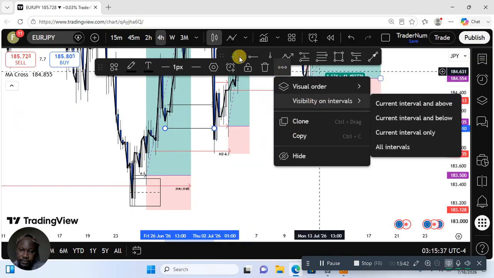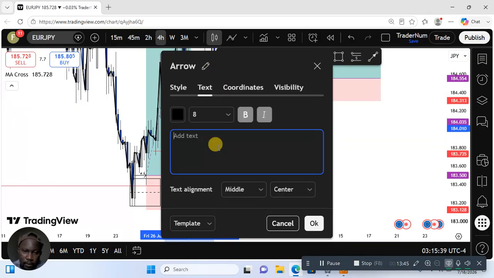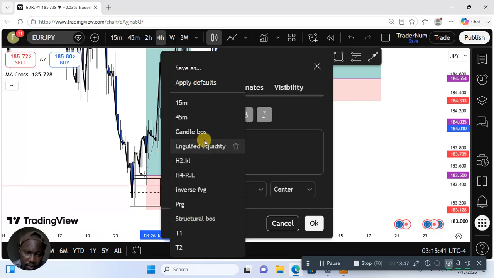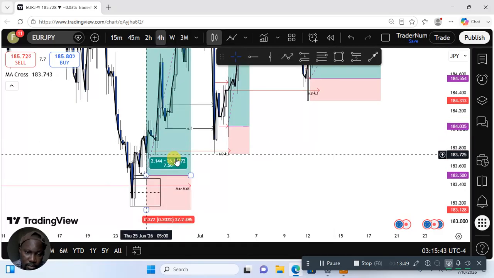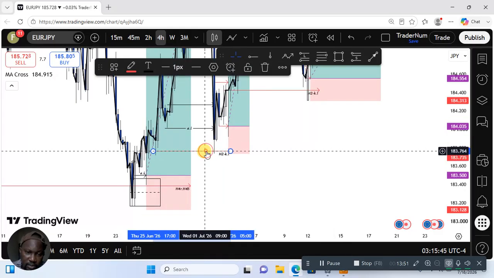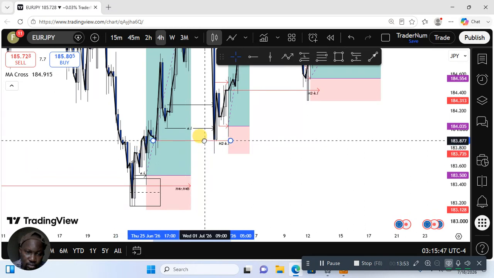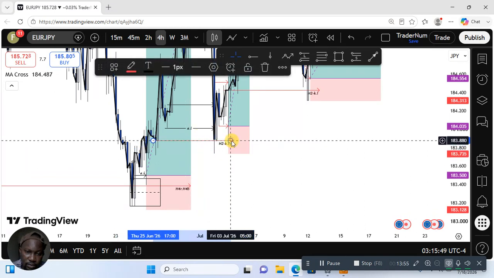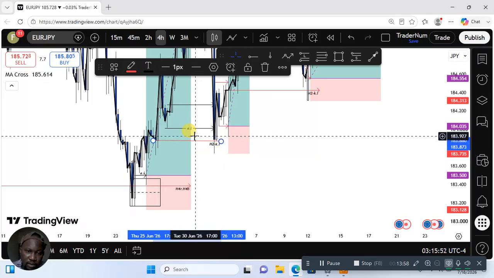Then the point where we're expecting price to react from is this point. And I got this point from the 2 hours. Why did I choose that point? Because that point shows an engulfing candle. I think there was an engulfing candle.